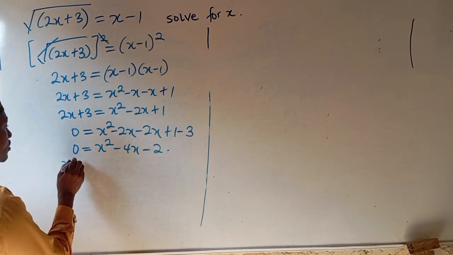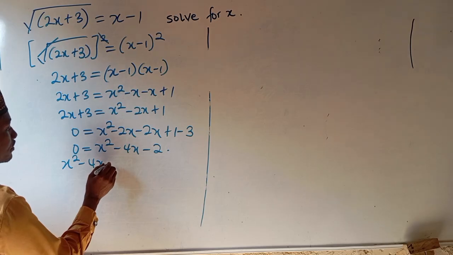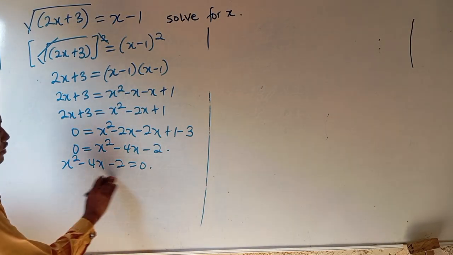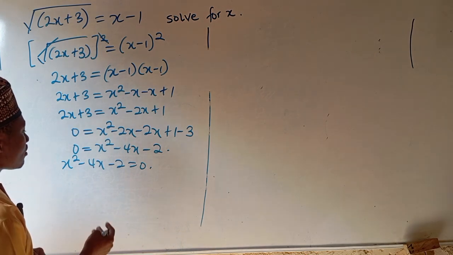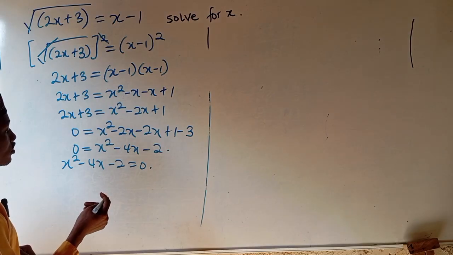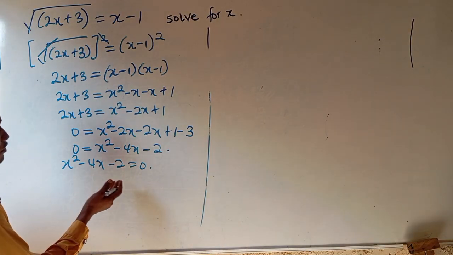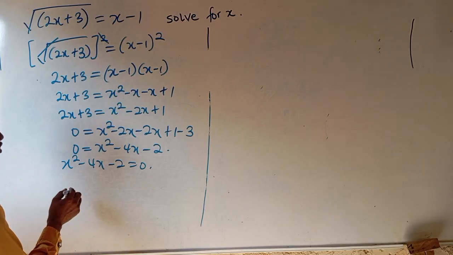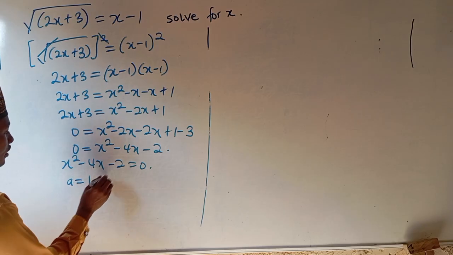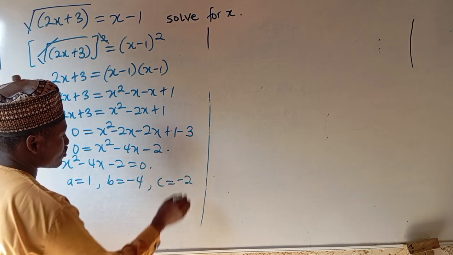So finally, we are now going to have x squared minus 4x minus 2 equals 0. We can use any of the methods, either factorization or completing the square, or any method of solving a quadratic equation. Now let me use the quadratic formula. My a is going to be 1, my b is going to be minus 4, and my c is going to be minus 2.